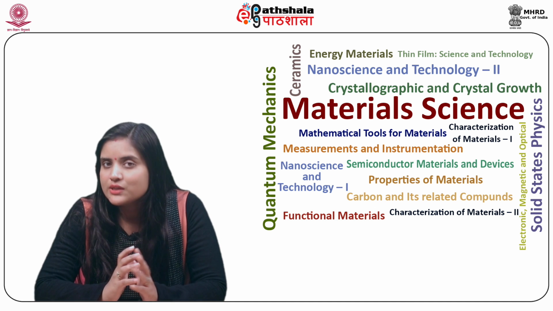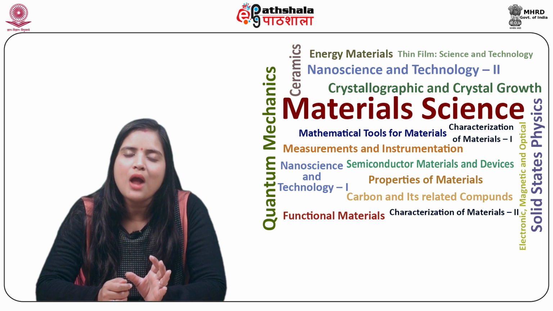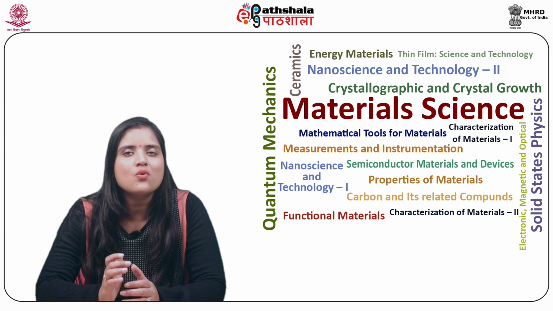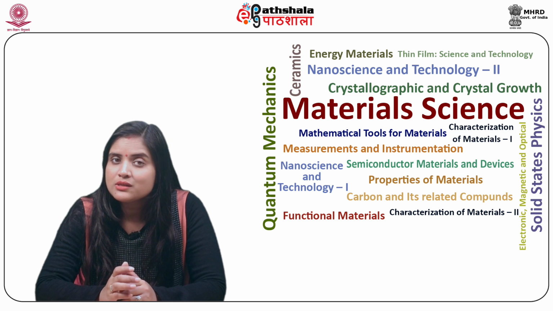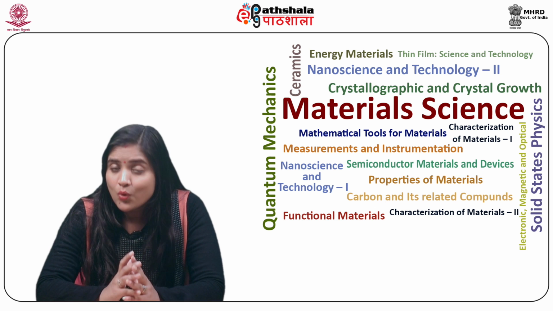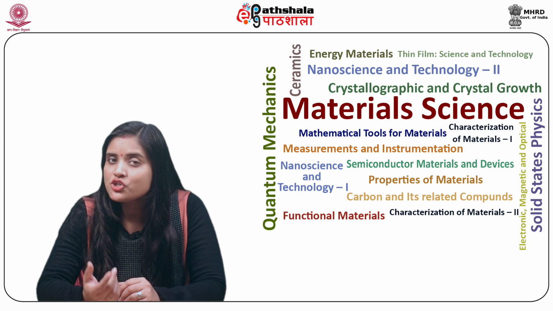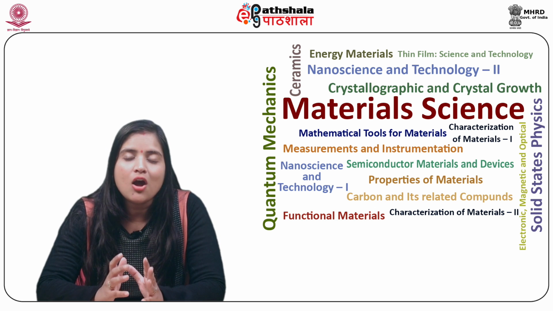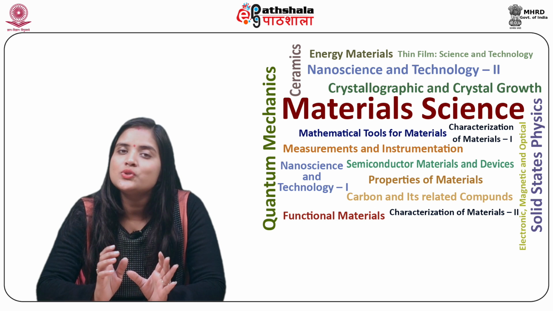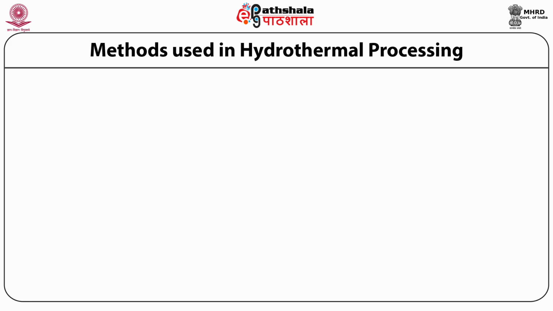In view of these requirements, the autoclaves are typically produced from high-strength alloys and thick quartz cylinder. Thus, the most important parameters to be considered before selecting an autoclave include the process temperatures and pressures along with the resistance to corrosion of autoclave material. Let us discuss the various methods which are used in the hydrothermal processing.